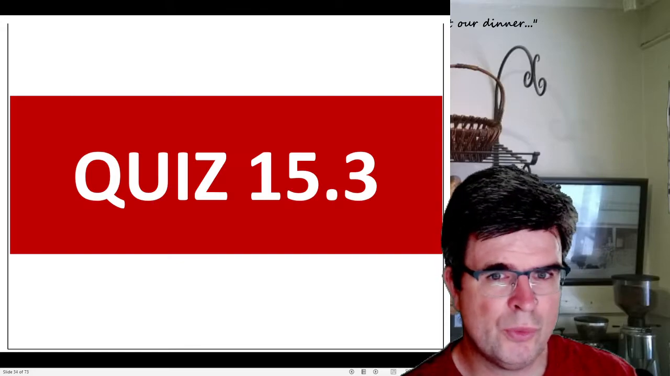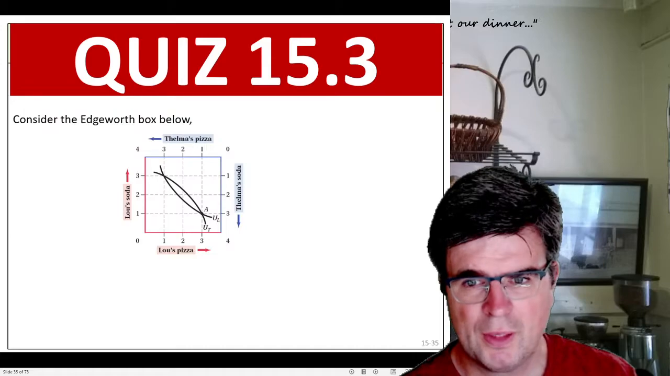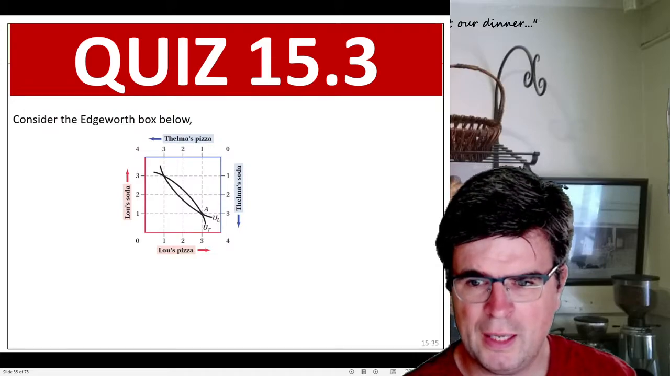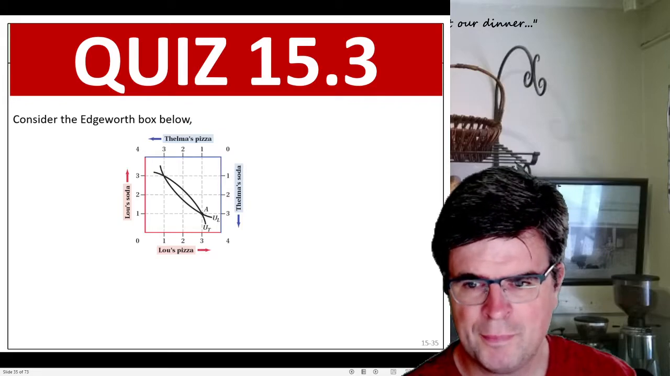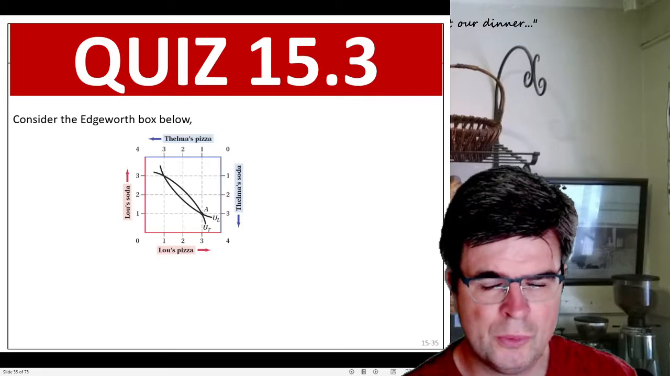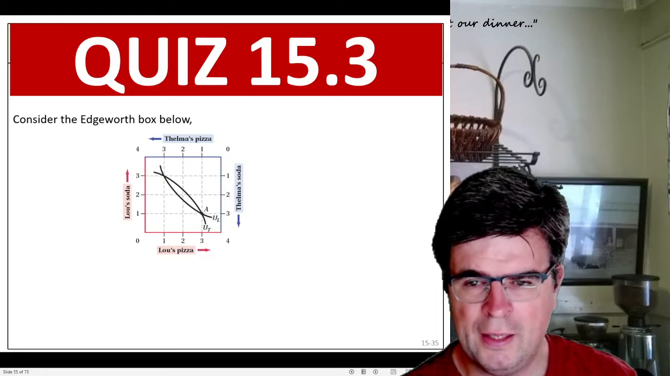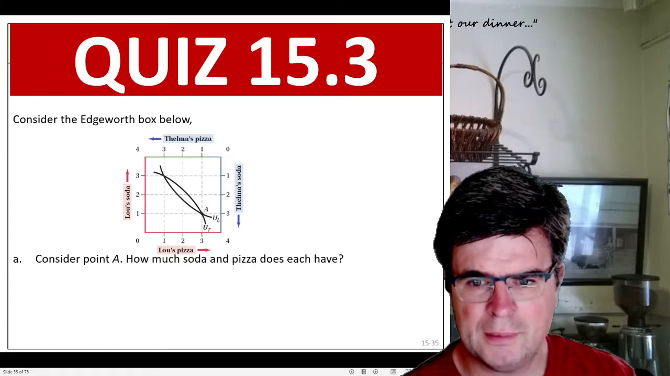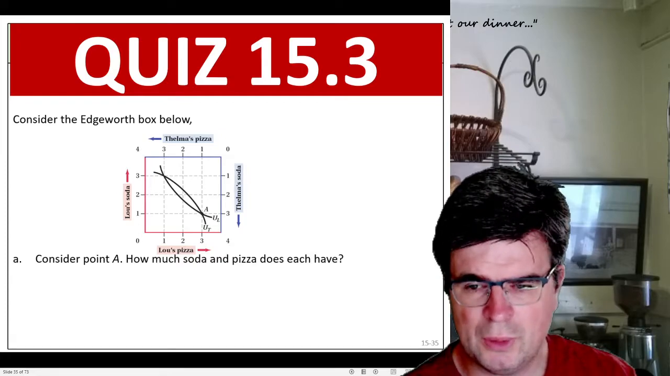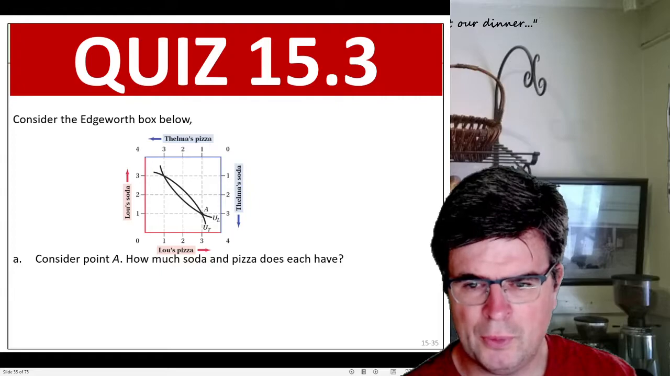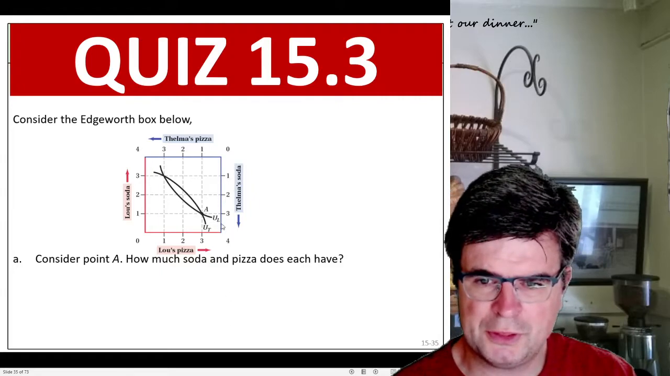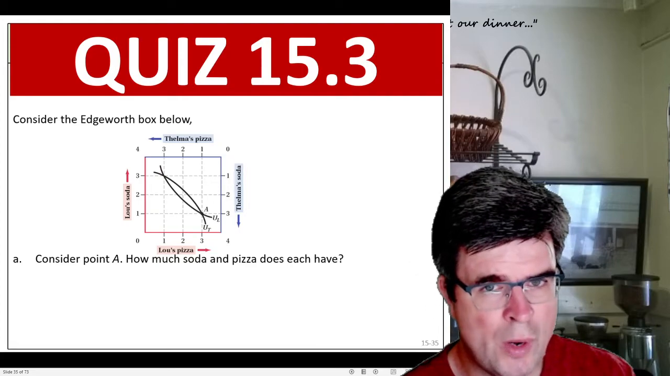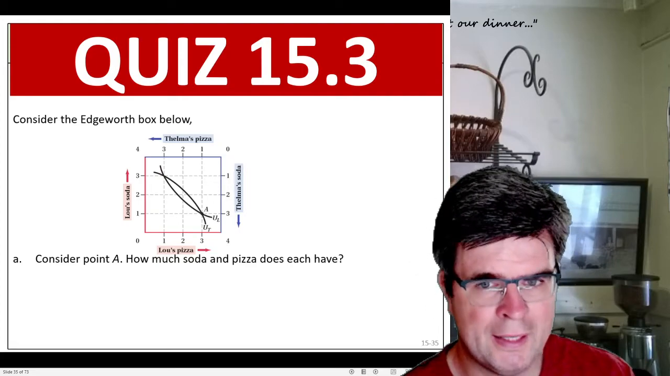That brings us to the third quiz, which is to consider an attribute box, and we have Lou and Thelma, and they are the 2 persons in this economy, and there are also 2 goods in the economy, soda and pizza, and there are 3 questions to answer. So at point A in the attribute box, which is given here, how much soda and pizza does Lou have? How much does Thelma have?